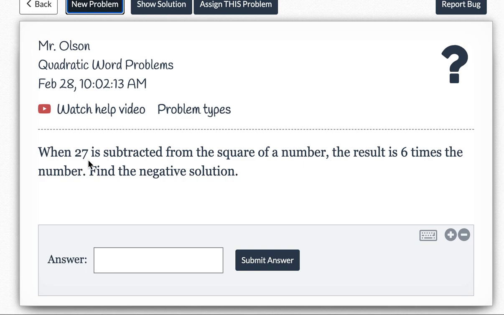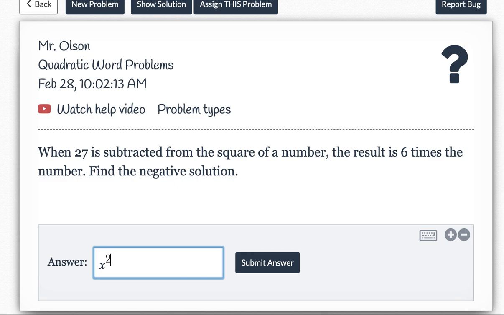So when 27 is subtracted from the square of a number, I'm going to say x squared. Okay, that's the square of the number. When 27 is subtracted from that, what happens? The result, that means that's equal to 6 times the number. So 6x. There you go. How do I solve that? I shove everything over to one side, so I'll say x squared minus 6x minus 27 will be equal to 0.